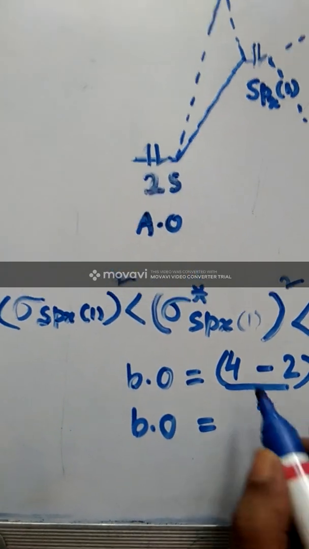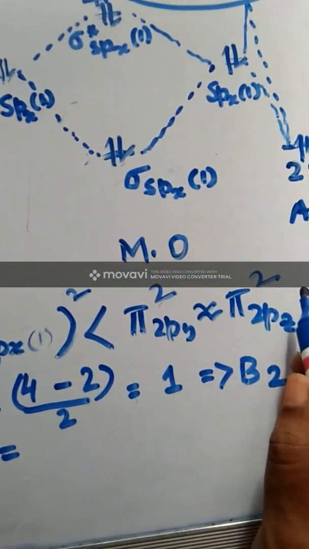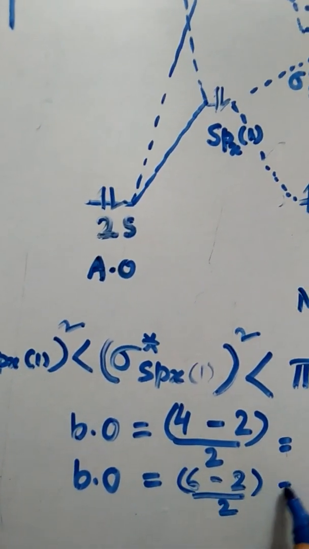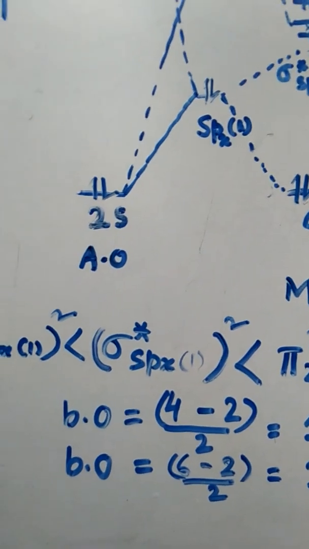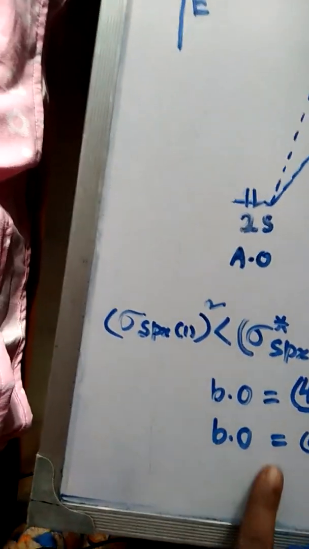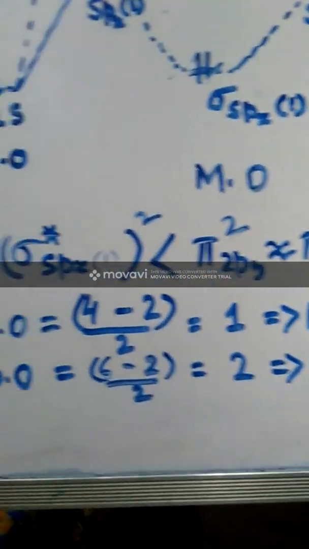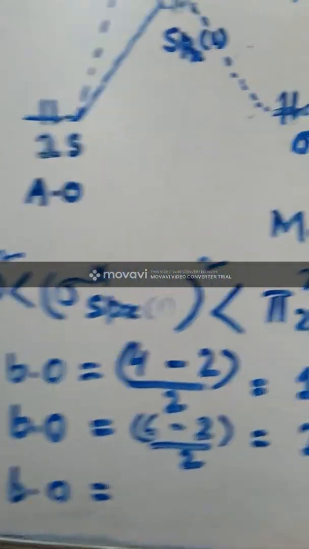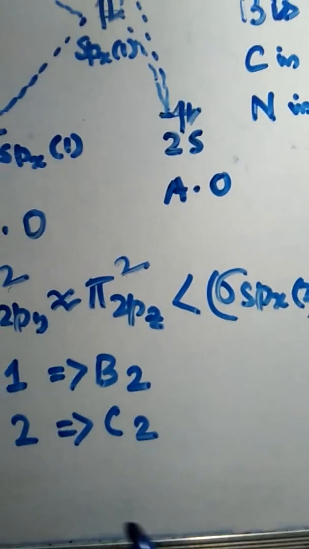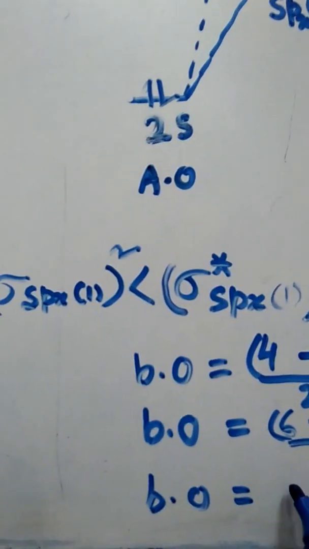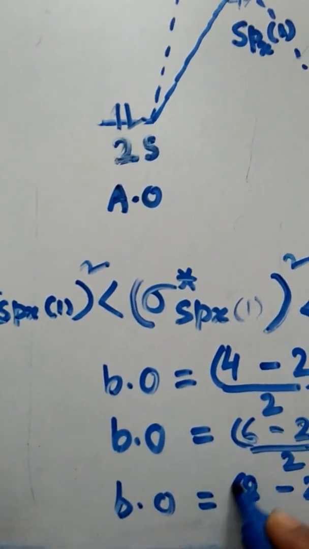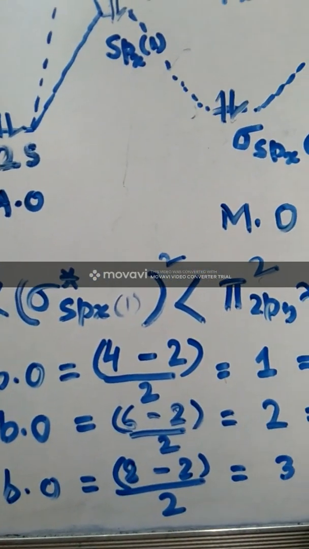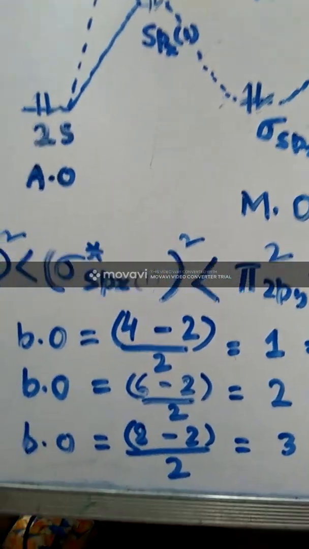Then in C2, you see, these pi electrons will be paired up. So we have bond order equal to 2 plus 2 plus 2, that means 6, minus 2, divided by 2, is equal to 2. That means in C2 the bond order is 2, and in N2 the bond order is equal to, you see here you will have 2 more electrons. So you will have 8 minus 2 divided by 2 is equal to 6 by 2, that means 3. The bond order is 3 in N2.